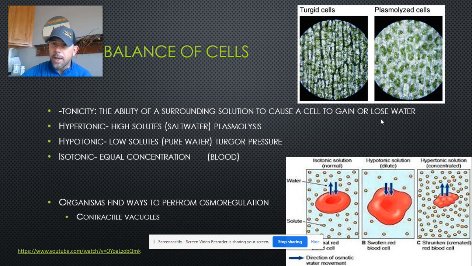So again, we go back to the plants. If they live in a hypotonic environment, how do they maintain so much water? Remember, they've got contractile vacuoles. You've got single-celled organisms, protists, that have contractile vacuoles that will pump water out.